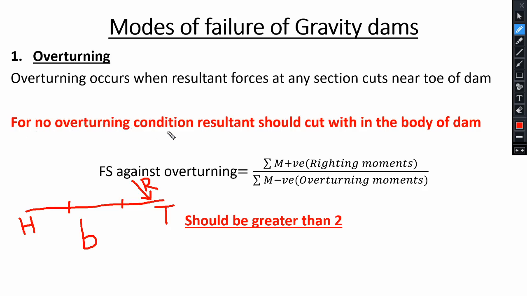For no overturning condition, resultant should cut within the body of dam. Within the body of dam means the resultant should not be here. This is the most dangerous condition. The resultant should be at the middle third of the base width. Then it's a condition of no overturning. So the basics is that for no overturning condition, the resultant should be within the middle third of the gravity dam.